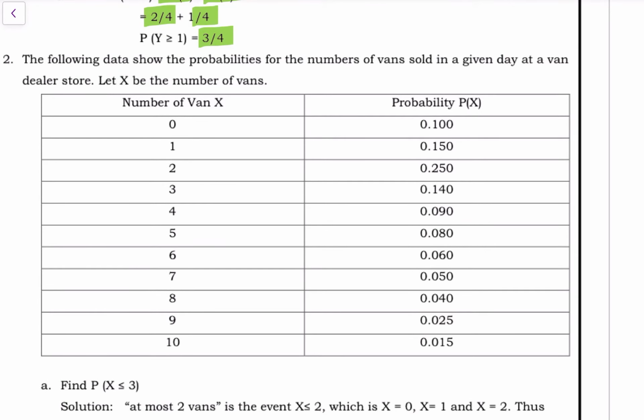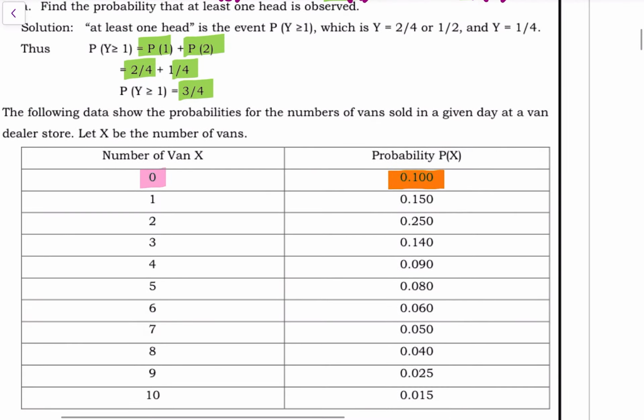So, the following data show the probabilities for the numbers of vans sold in a given day at a van dealer store. Let X be the number of vans. So, example here. If we are going to analyze this table, it only tells us that the probability of selling 0 in that particular dealer store, selling no van or selling 0 in a day, is 0.100 or 0.10.